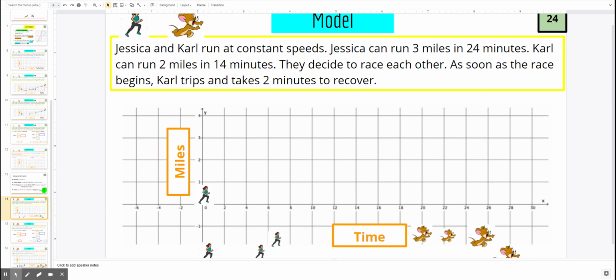So quickly, what I'm picturing is two people are racing. I don't know if they run the same speed or who is faster yet, but I know that they're racing each other, and Carl kind of gets a delayed start because he tripped and fell. So he didn't start right away.